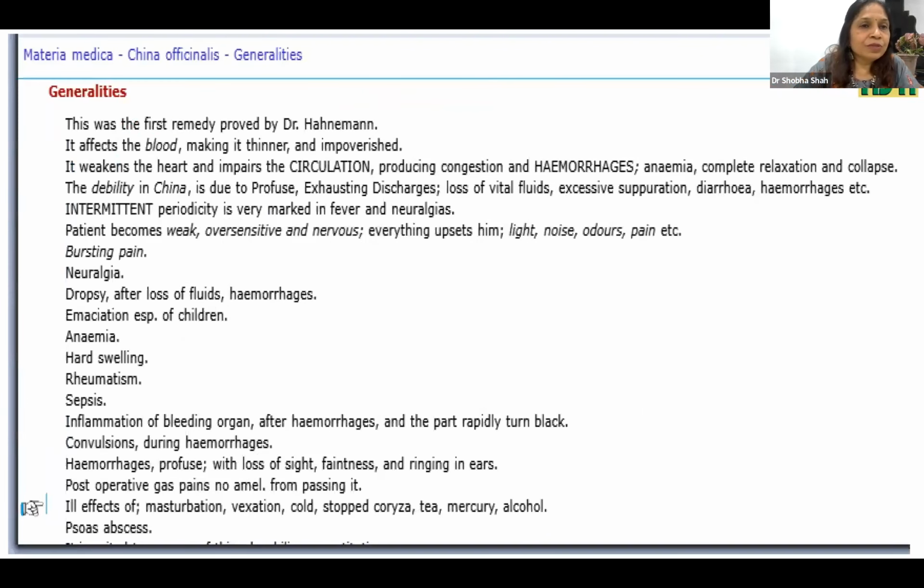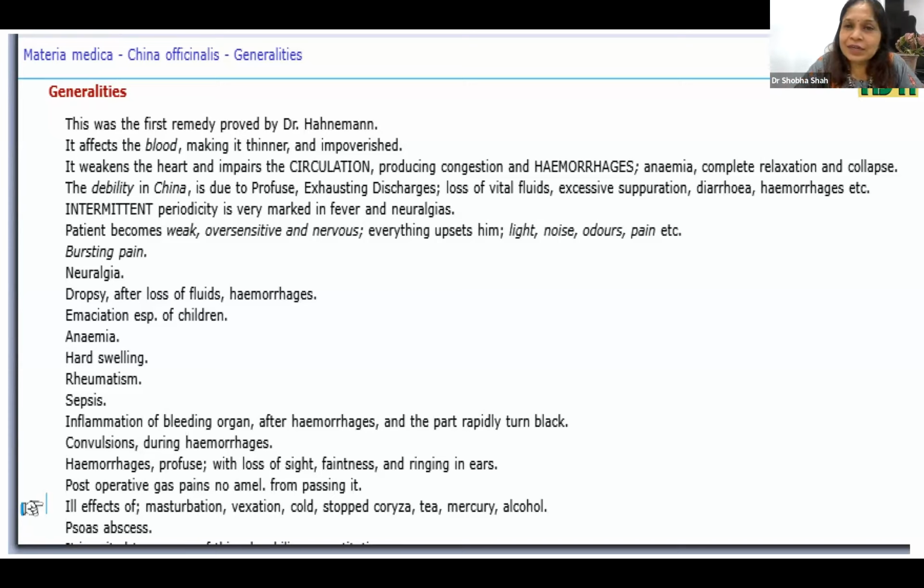The mind we will do later. One more thing is about some characteristics in the generalities of China, which we must keep in mind. As we all know, friends, China is the first remedy which was proved by Hahnemann. And because of China, there is homeopathy. And because of that, we all are here. So we are really grateful to China.